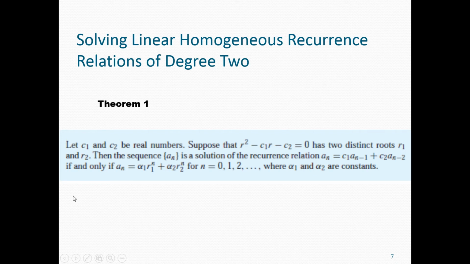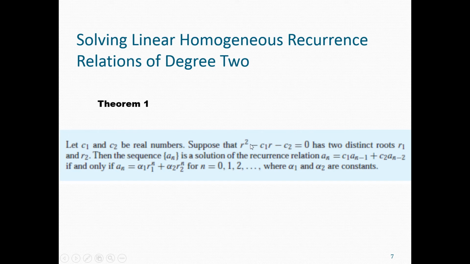then we'll generalize it. So let C1, C2 be real numbers. Suppose that r² − C1 r − C2 = 0 has two distinct roots r1 and r2. What is important to note is that the roots are real and distinct, r1 and r2. Then the sequence an is a solution of the recurrence relation an = C1 a(n−1) + C2 a(n−2) if and only if an = α1 r1^n + α2 r2^n for n = 0, 1, 2, ..., where α1 and α2 are constants.